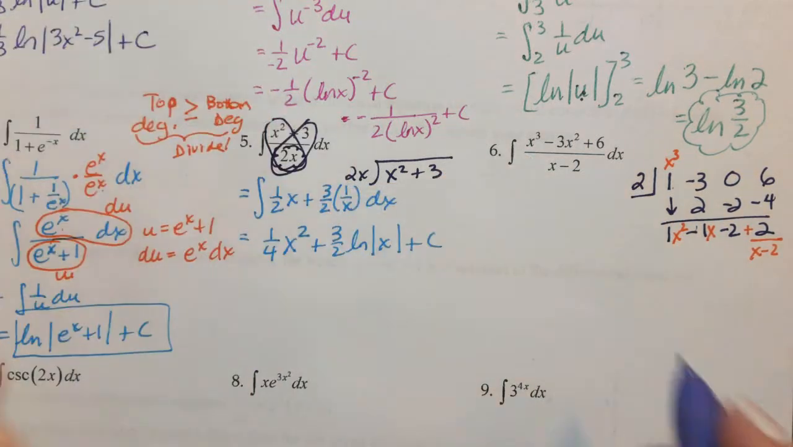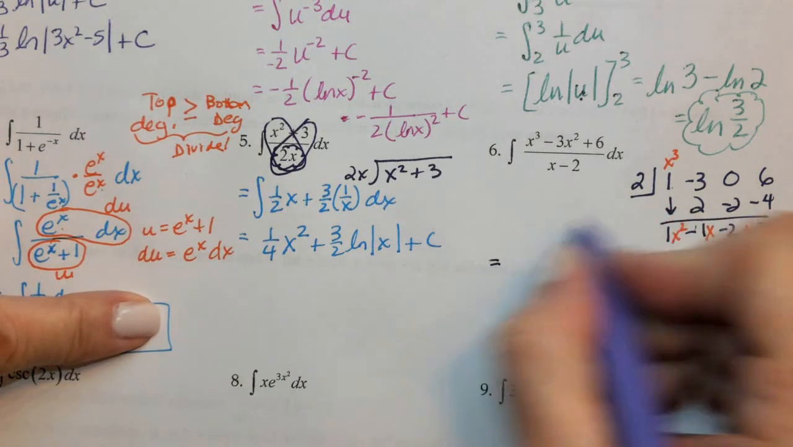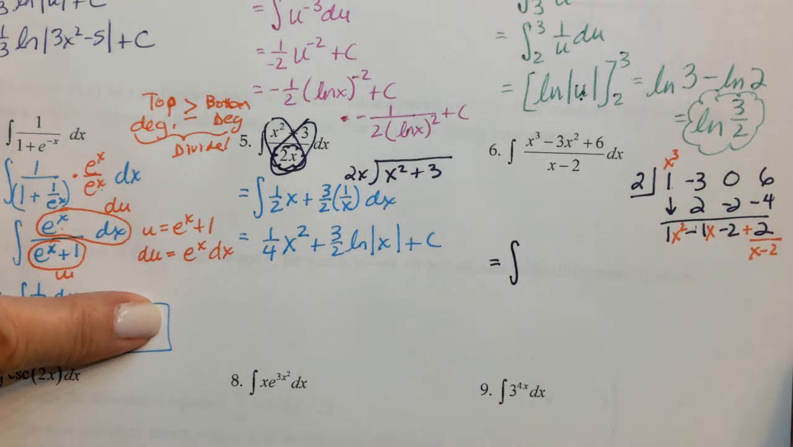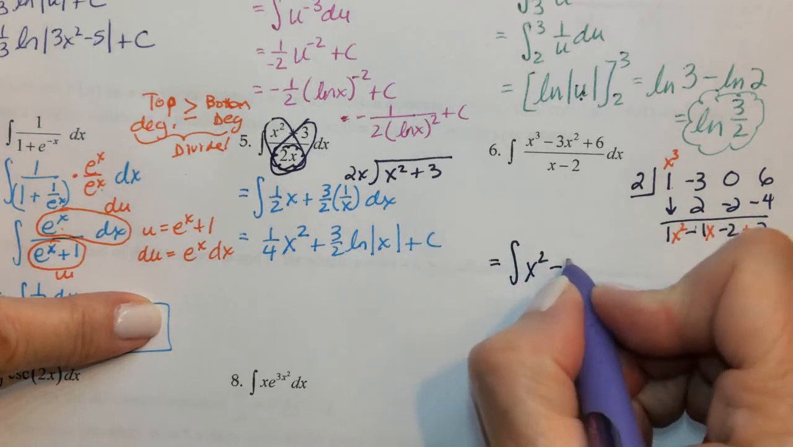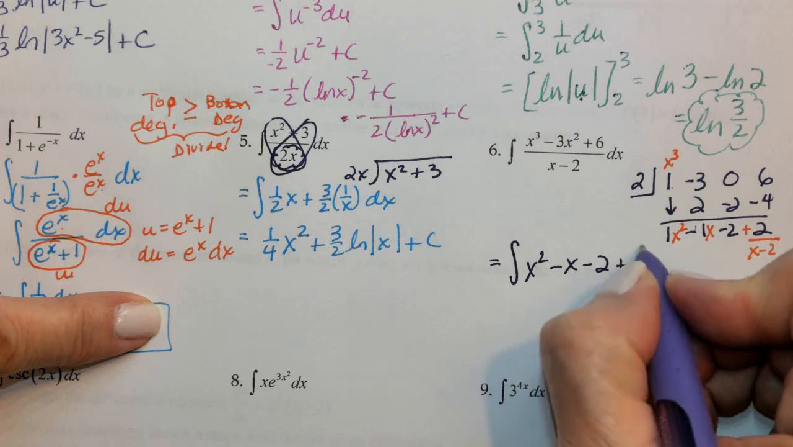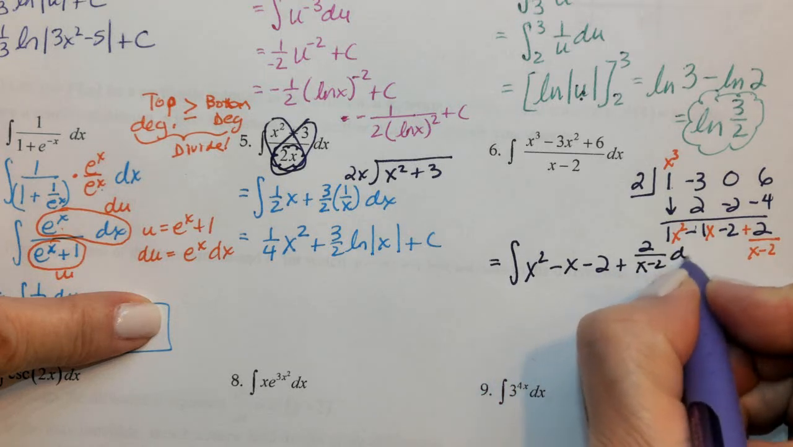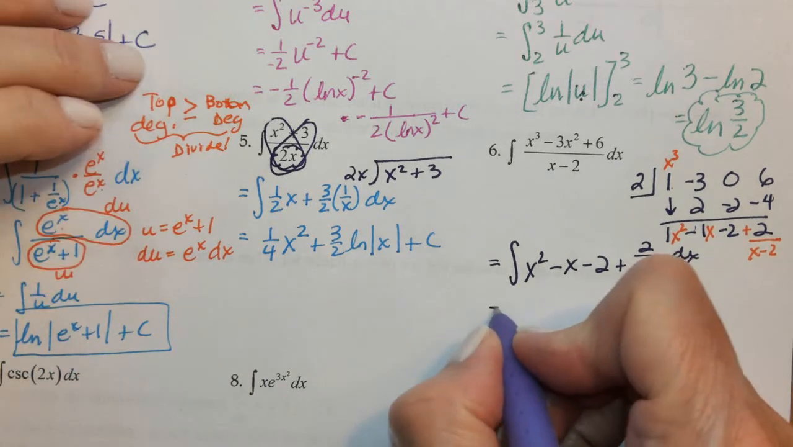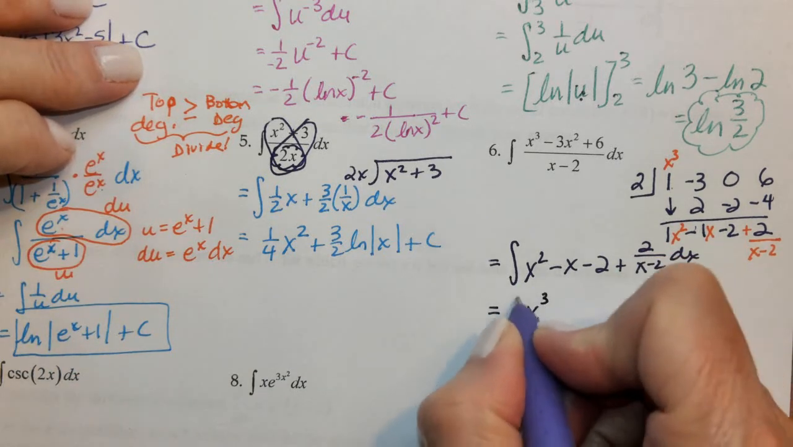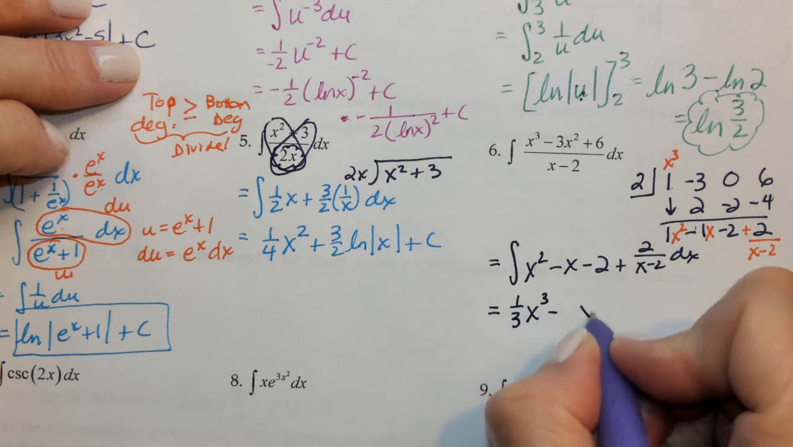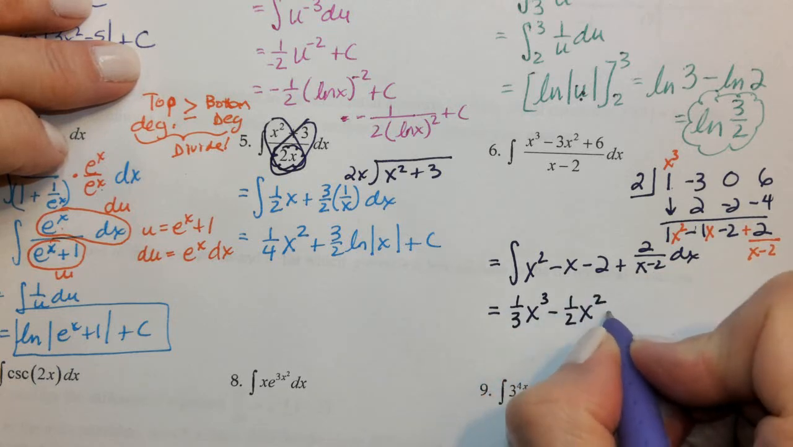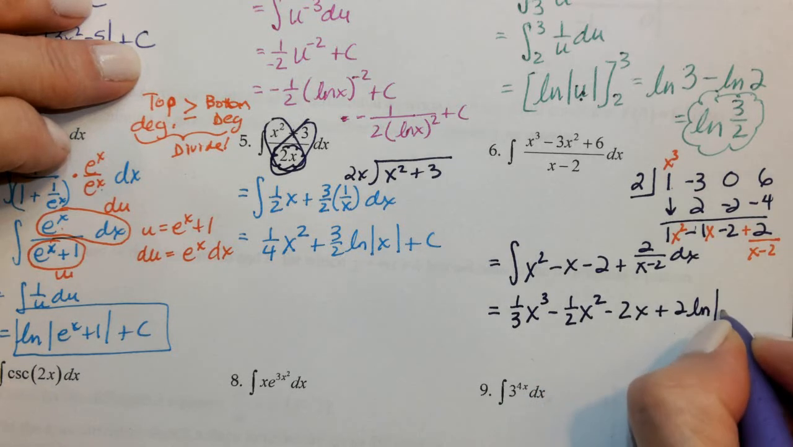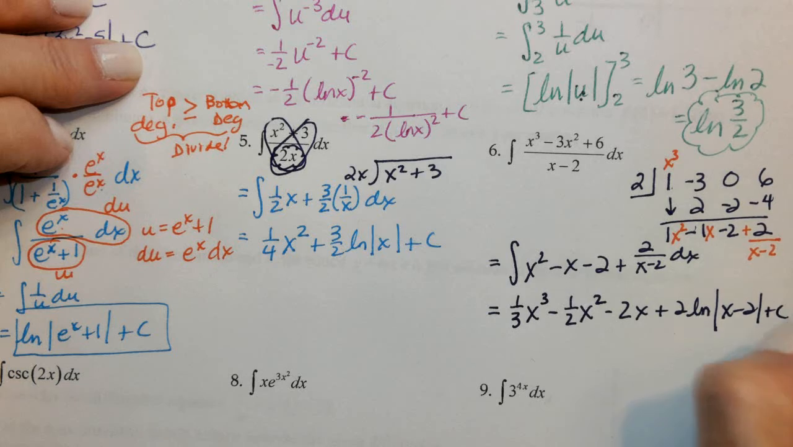the denominator of our fraction. So we have now, we have not integrated, all we did was divide. We have not integrated yet. So we have x squared minus x minus 2 plus 2 over x minus 2 dx. Now we do the antiderivative. So x cubed times a third minus x squared times a half minus 2x plus 2 natural log absolute value x minus 2 plus c.